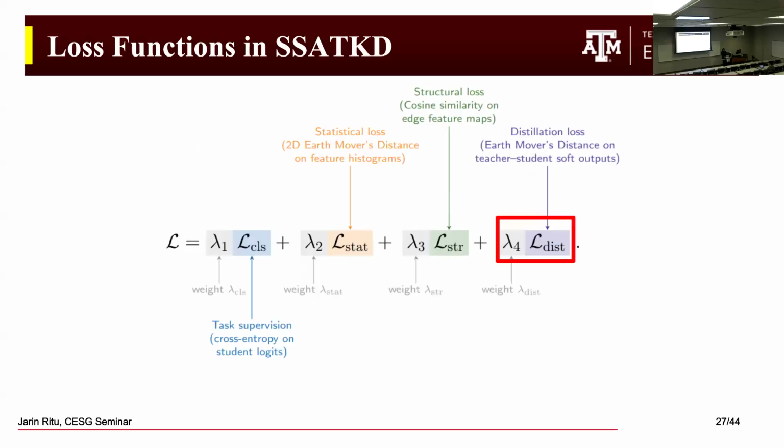And the last one is the distillation loss. Again, I'm using the EMD loss, earth mover's distance loss, that I talked about, but here it's the regular 1D EMD, because we are computing it on the output probability distributions of teacher and student.